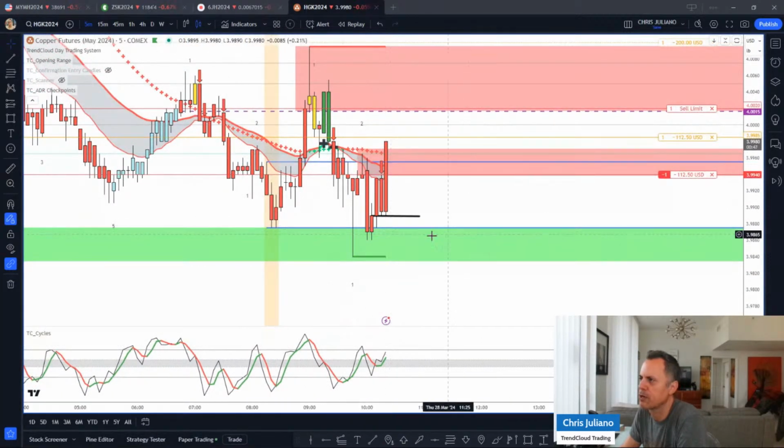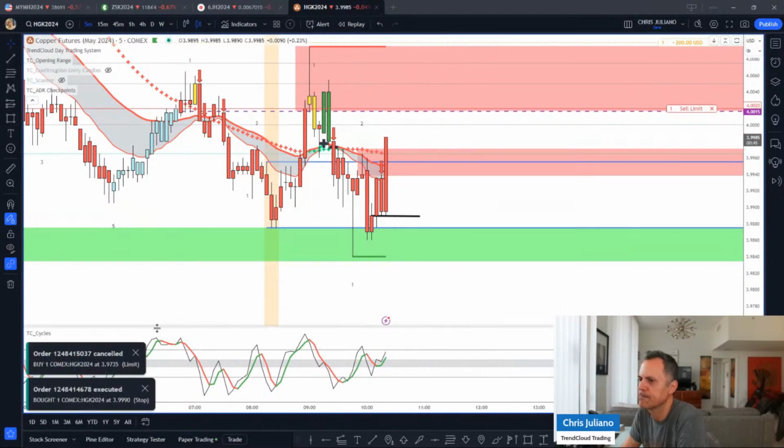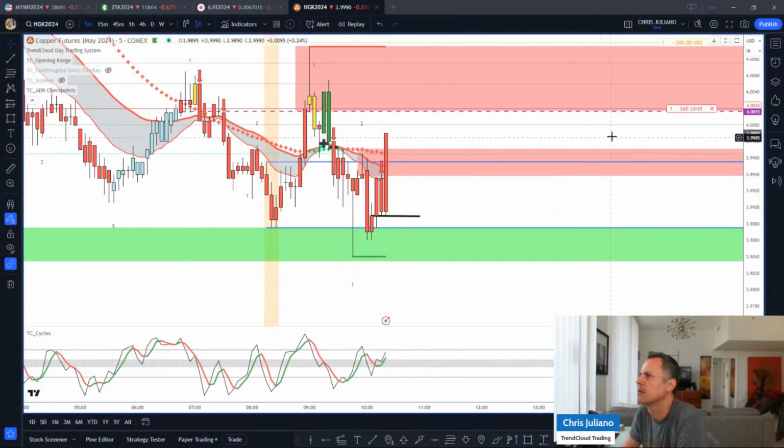Eventually, I do think we'll break through this. Okay. There's our next entry right there. Remember, we have trend and momentum on our side. It just wasn't ready yet.